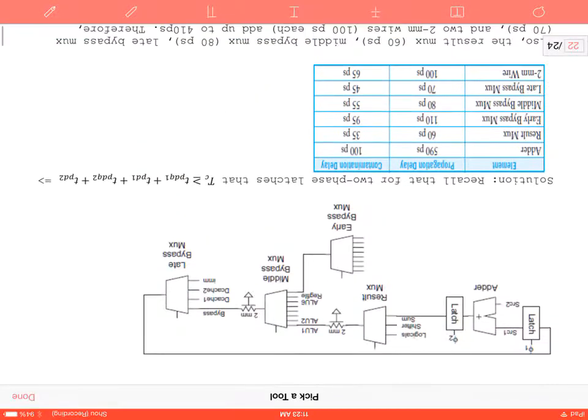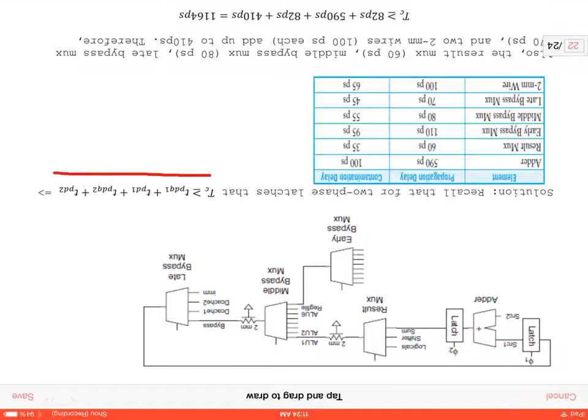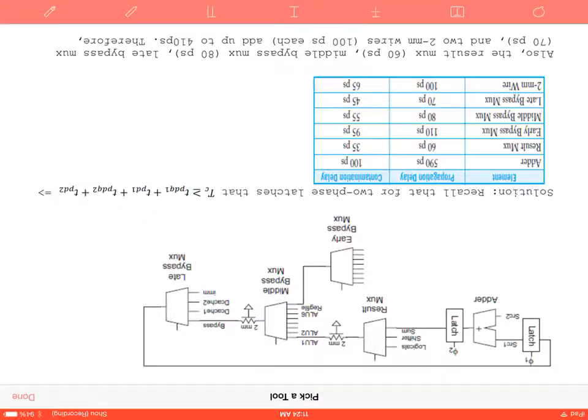So here's how the problem is stated. Remember we called that the cycle time. Since we have two-phase latches, we're going to have the propagation delay and our D to Q propagation delay for each one. It's going to be less than or equal to our cycle time. And I've also brought down our numbers from the previous problem so we can reference them while doing this.